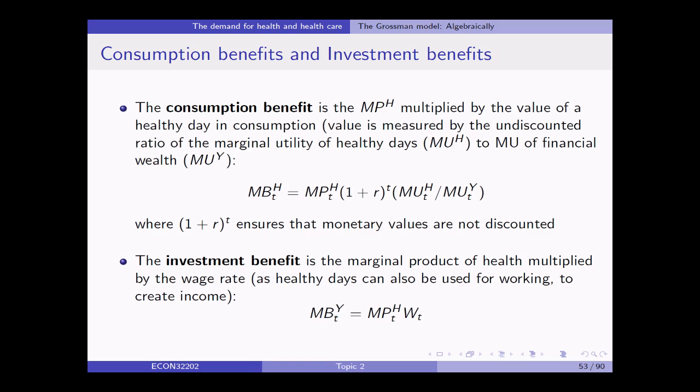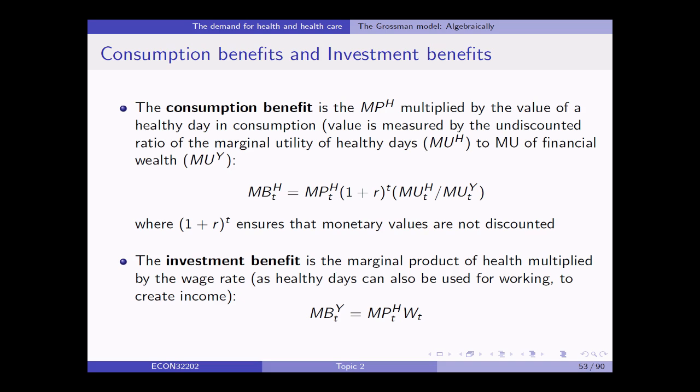So the consumption benefit, the amount of enjoyment people get out of being healthy, is the marginal product of health, MPH, multiplied by the value of healthy days in consumption. Now the value of healthy days in consumption is essentially the marginal utility of healthy days. So how much more utility increases if you have 1 more healthy day, but you need to discount that. So essentially, as we've said, this depreciates over time, so we need to make sure that it's undiscounted so that it's in absolute terms.